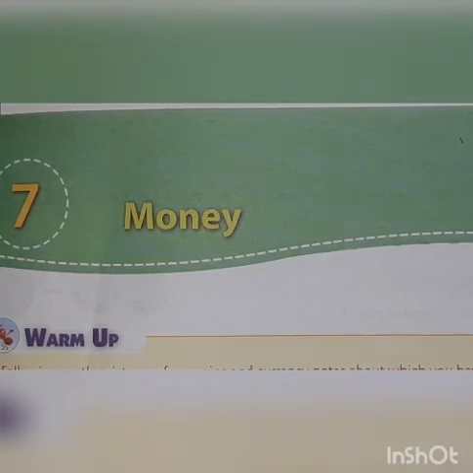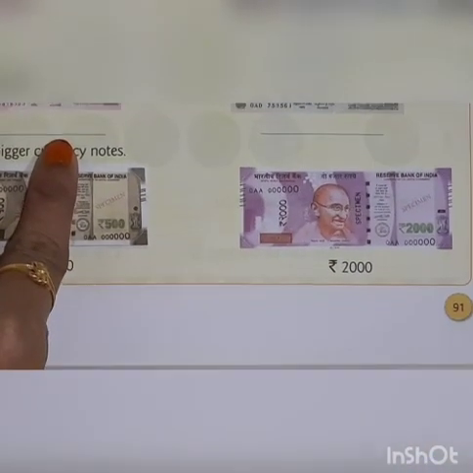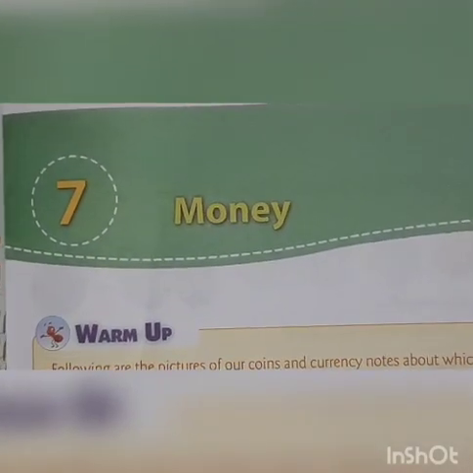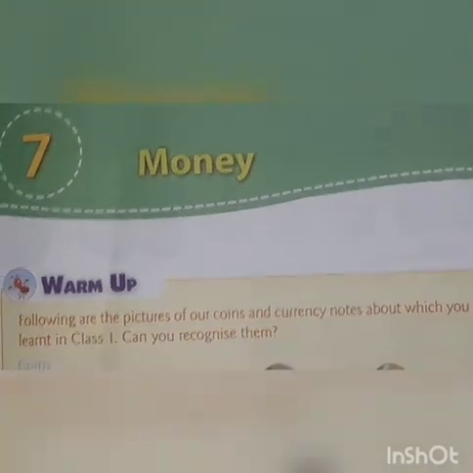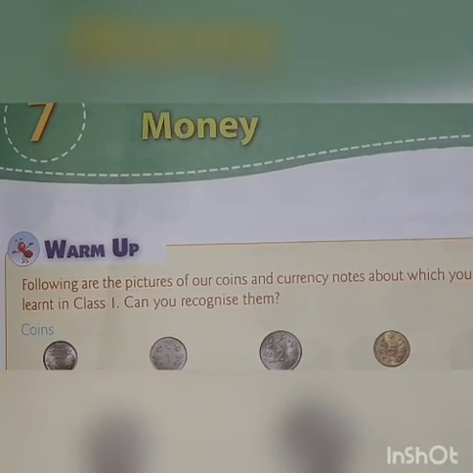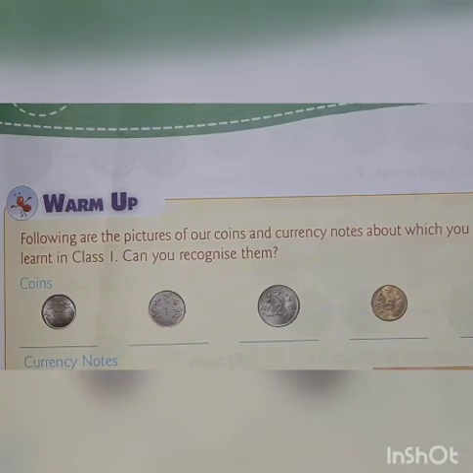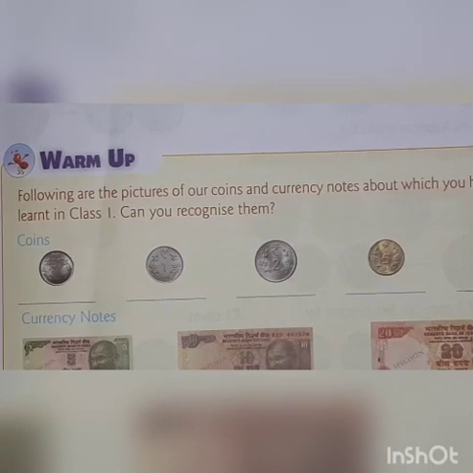Students, in the last session we have learned about coins and notes. Today you have to open page number 91. On page number 91 there is chapter number 7, money. In the money chapter there are many types of coins and notes given. We have to recognize them. That is our warm up. Means what we learned last year in first standard, we have to recognize here. So take a pencil in your hand and let us start.